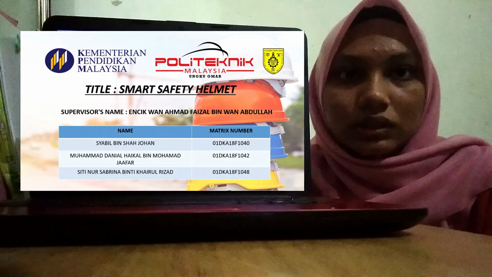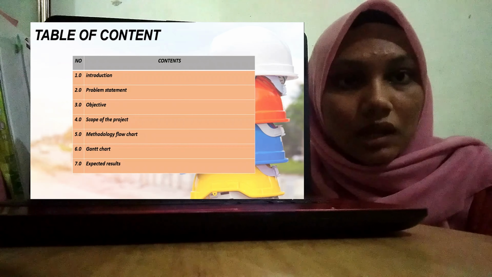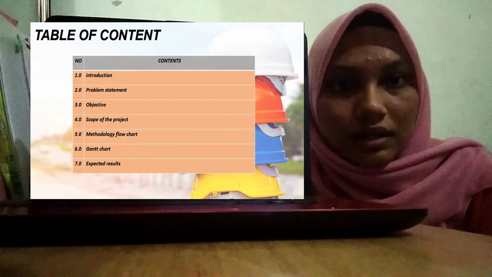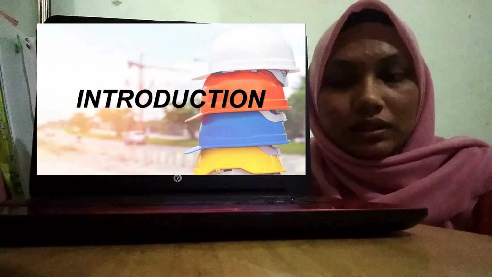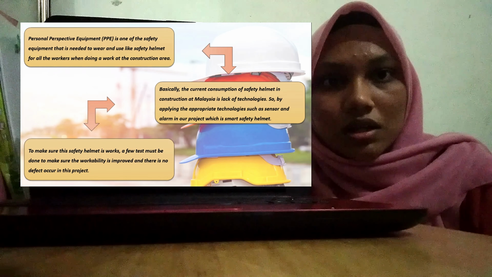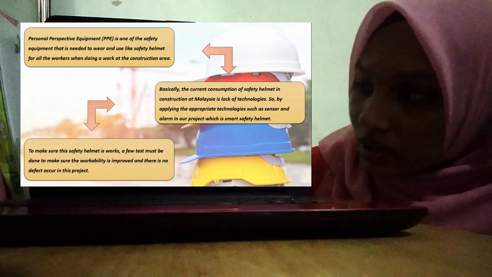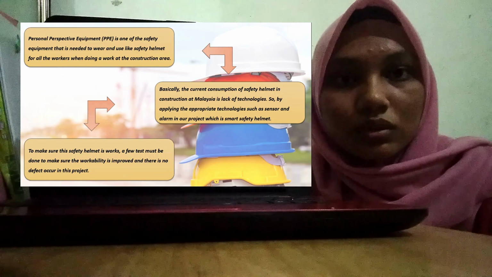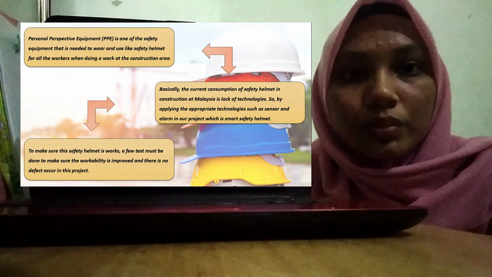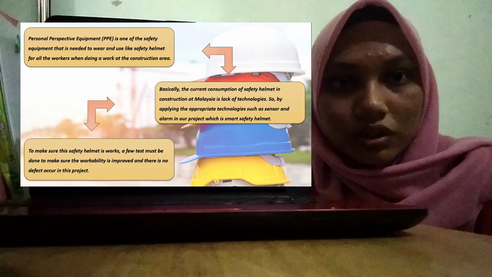So the table of content that we are going to explain is first the introduction, problem statement, objective, scope of the study, flowchart, Gantt chart, and last but not least, the expected result. First of all, the introduction. So my role is to make sure this safety helmet works. To make this done, a few tests must be done, to make sure the workability of our project is obtained and there is no defect in this project.